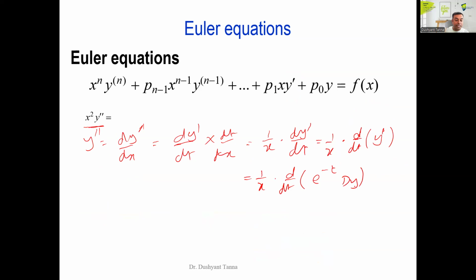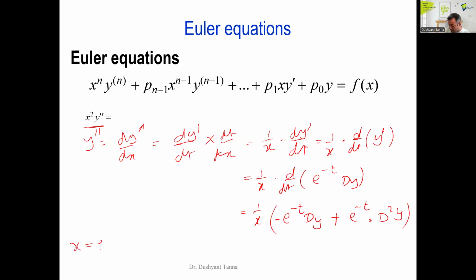So we're going to differentiate that, right? So leave 1 on x here. What will happen here? The chain rule, the product rule, right? So e raised to minus t differentiation is minus e raised to minus t dy, plus e raised to minus t as it is, dy becomes d square y, one more derivative. Okay. Now we use everything that we derived earlier.